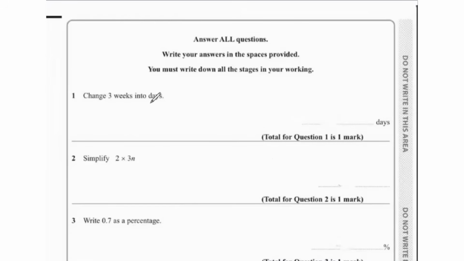We have to change 3 weeks into days. 1 week is 7 days. So for 3 weeks, we do 3 times 7, which is 21. So 21 days are in 3 weeks.